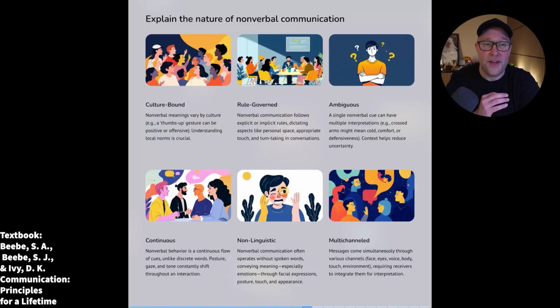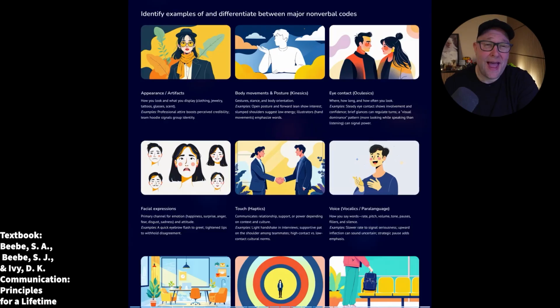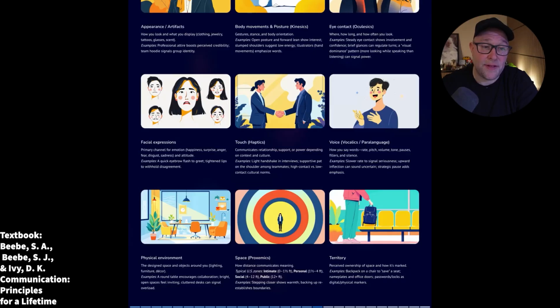So to review, the nature of nonverbal communication includes the fact that it's culture-bound, rule-governed, ambiguous, continuous, non-linguistic, and multi-channeled. How do we differentiate between major nonverbal codes? Here's what we're going to cover: appearance and artifacts. Body movements and posture are kinesics. Eye contact is oculesics. Facial expressions. Touch is haptics. Voice is vocalics and paralanguage. Physical environment, space is proxemics, and territory.